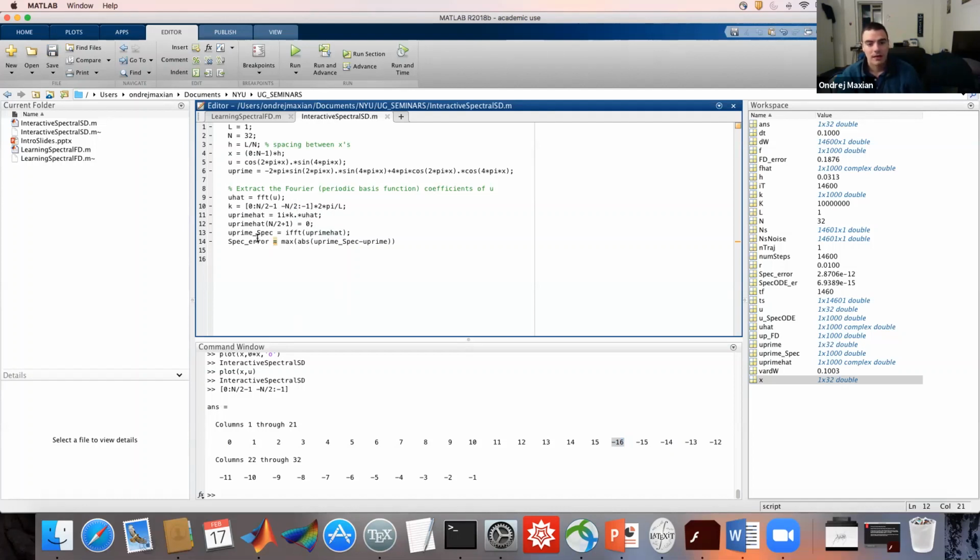And then I go from the u hats, which I now multiply by 1i times k, back to real space. I take the inverse fast Fourier transform to get the derivative in real space. And then I compare that to the actual answer. So if you had time to code that up, run it for me and tell me what you get for the error.